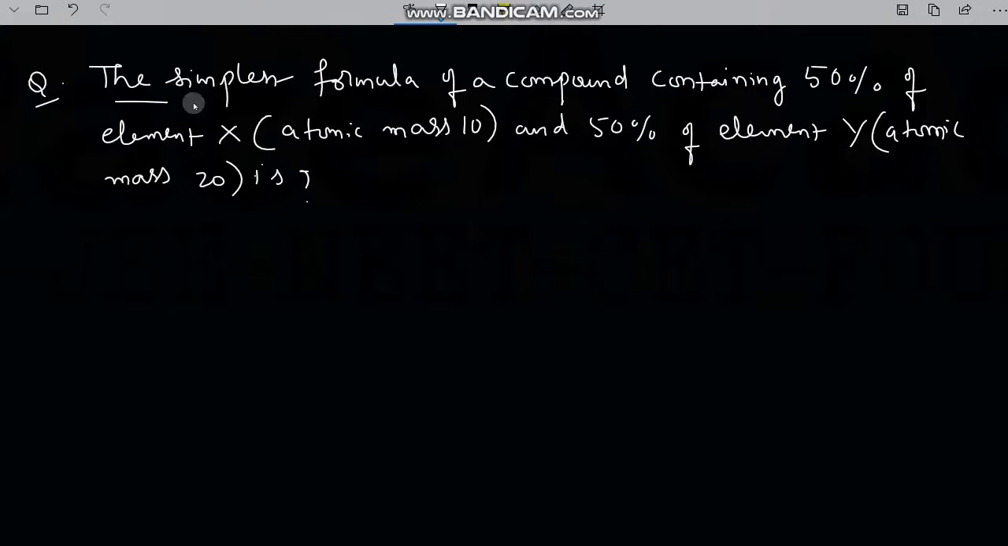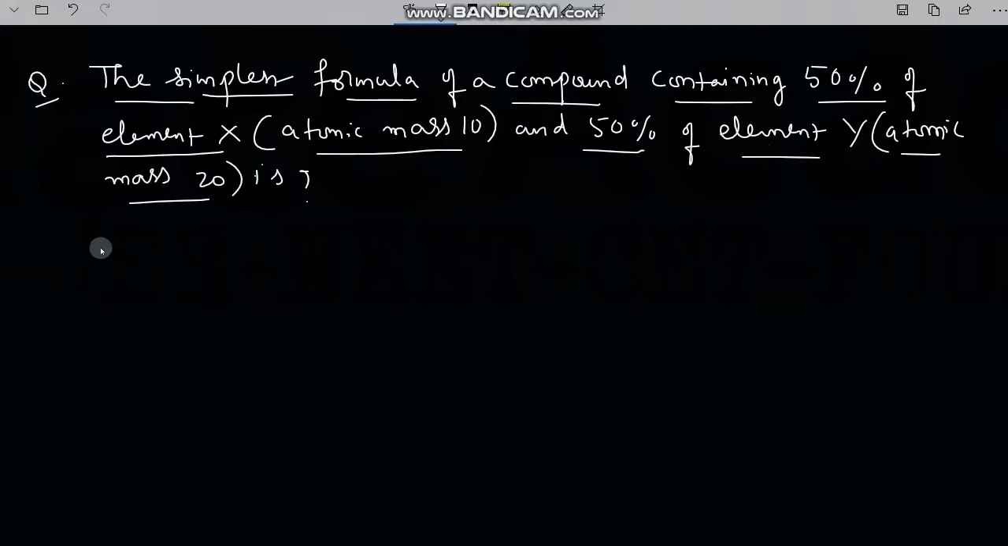See this next question. The simplest formula of a compound containing 50% of element X, atomic mass 10, and 50% of element Y, its atomic mass is 20. You have to find the simplest formula, meaning the empirical formula. So we have two symbols, X and Y. We know the percentage of X is 50 percent, meaning 0.5. Y is also 50 percent, 0.5. So I converted this into 0.5. This is the grams, you can say the weight of the substance, assumed. In that, the atomic weight of the elements X and Y given: X atomic weight is 10, Y atomic weight is 20.